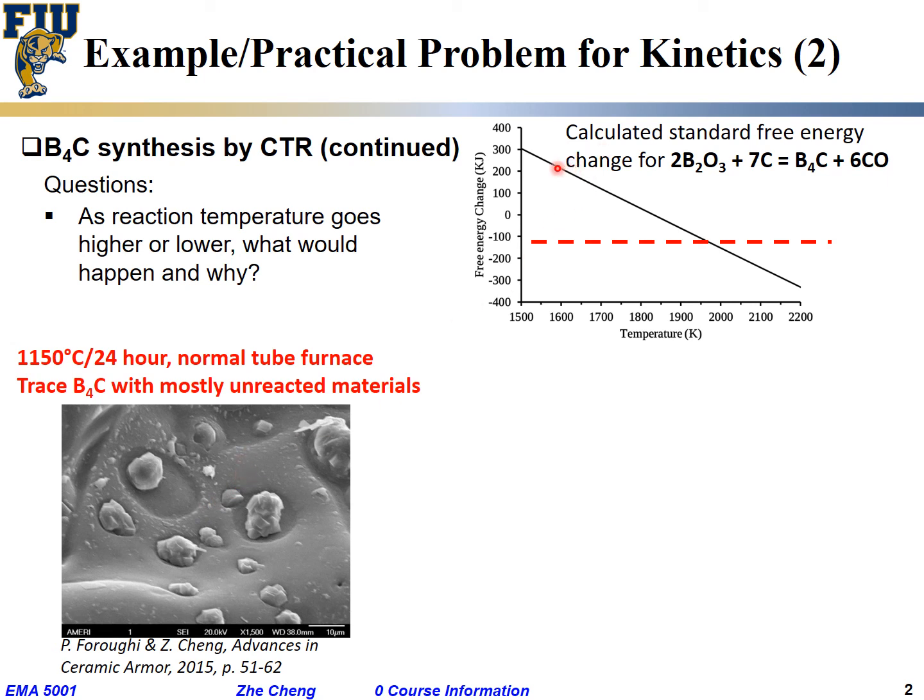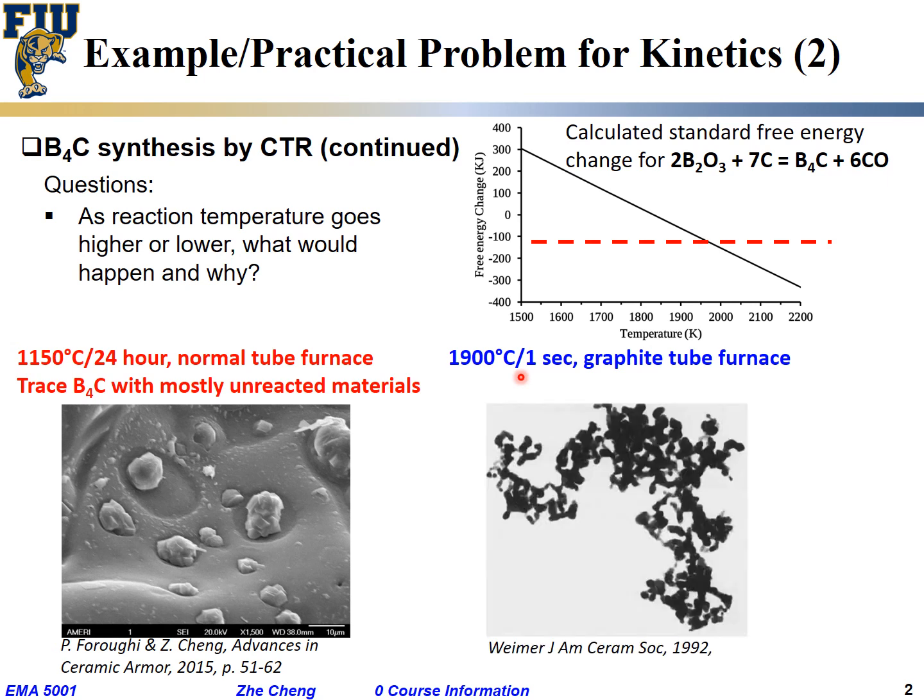And then look at the thermodynamics. Does that make sense? When the temperature goes lower and lower, the driving force of free energy change becomes more and more positive, which means it doesn't really want to happen. Make sense? On the other hand, some other people tried this experiment at even higher temperature. Previously we tried 1750, but some other people have better technique. They can go to 1900 degrees C, but only for 1 second. Only for 1 second. And this is what they got.